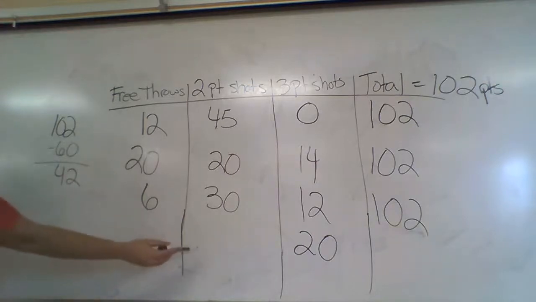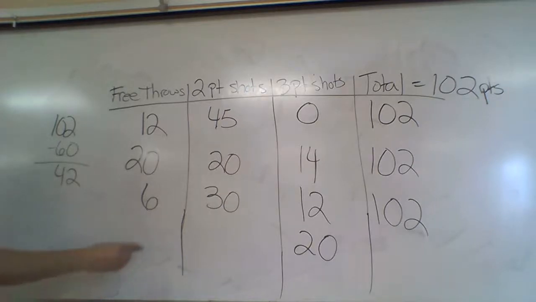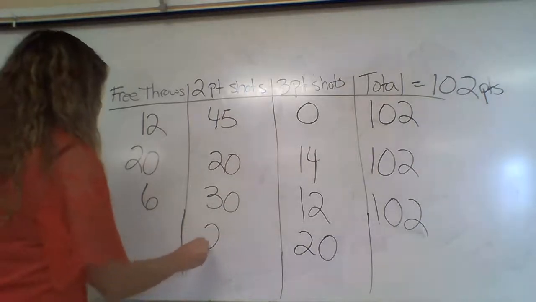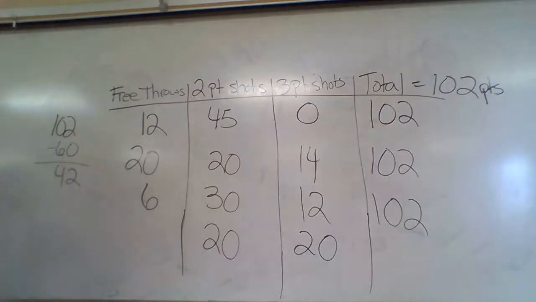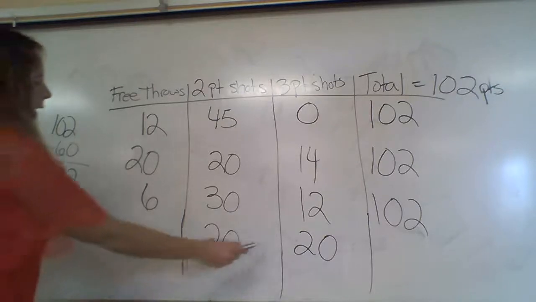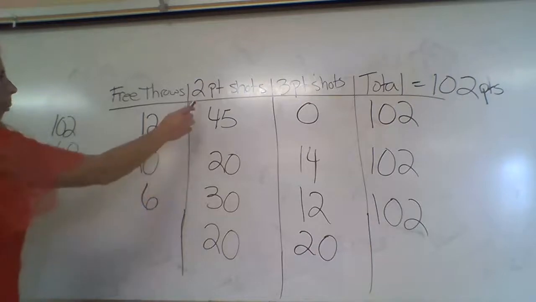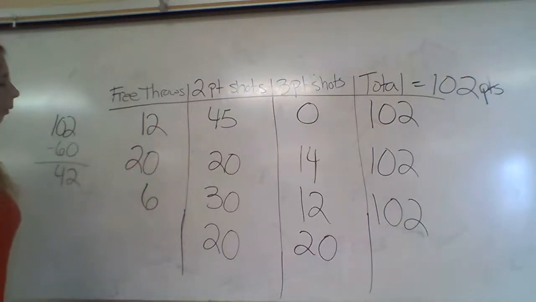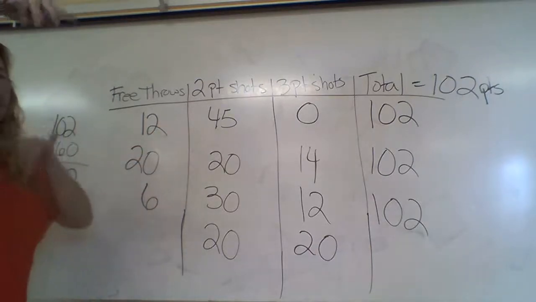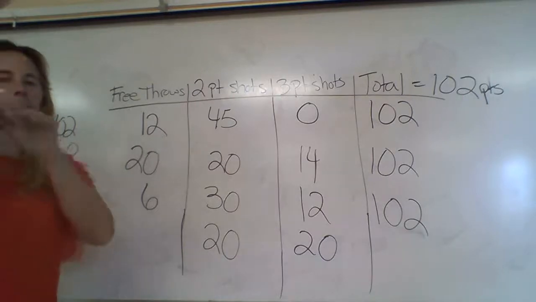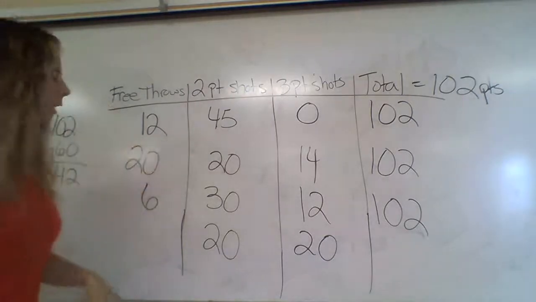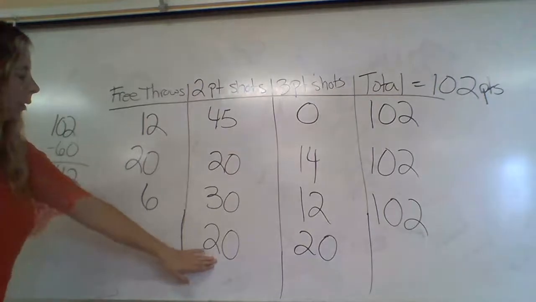Separate them out how you want. What if I also did 20? I also made 20 2-point shots. So how many points is that? Remember, you cannot just add these up. You're talking about the number of points. So if I have 20 2-point shots, how many points is that worth? That's another 40 points.